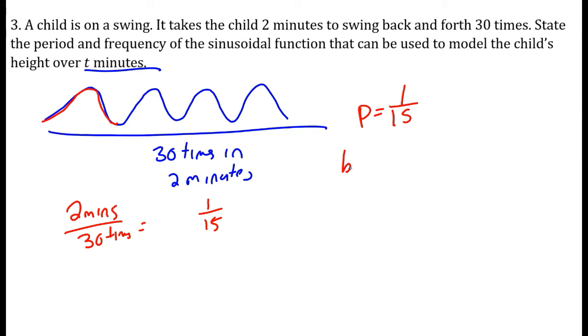Well, bp equals 2 pi. B times 1/15 equals 2 pi. B equals 2 times, multiply both sides by 15, 30 pi. So the frequency value is 30 pi.